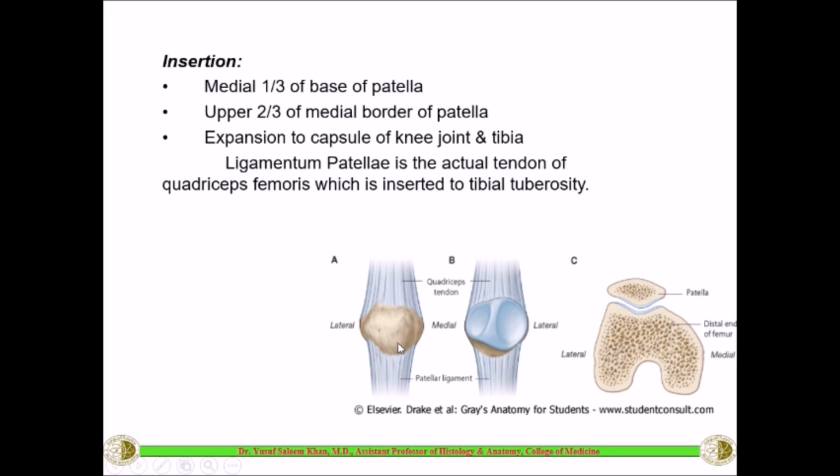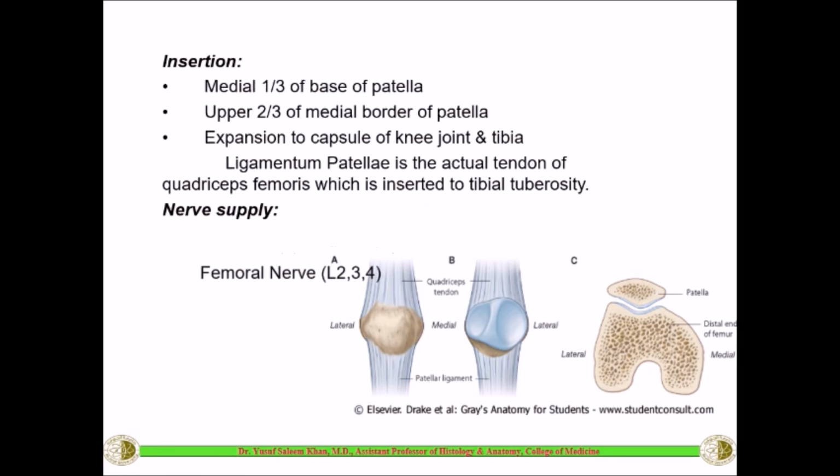That's why it looks like 4 heads. All these get inserted here, and it continues as the patellar ligament, getting inserted to the tibial tuberosity. That's why it is called the quadriceps. It is thought to be a single muscle. Okay, so this is the patellar ligament here, which is present.